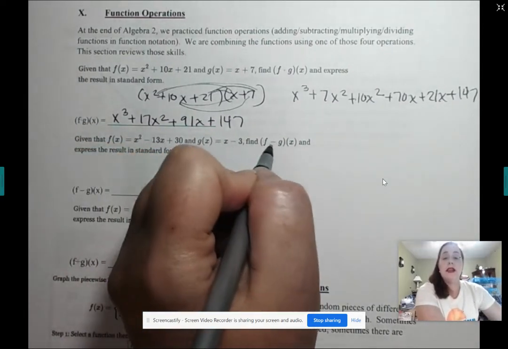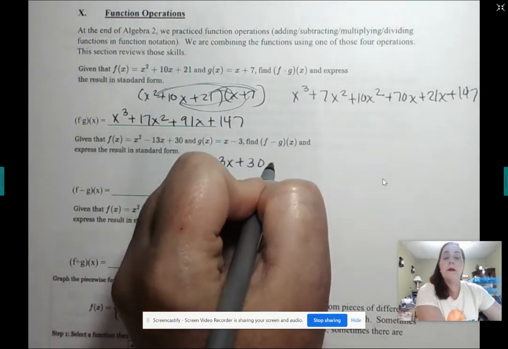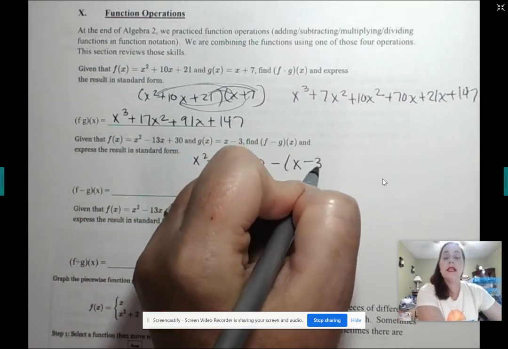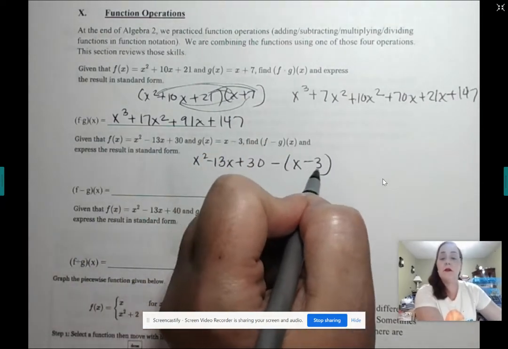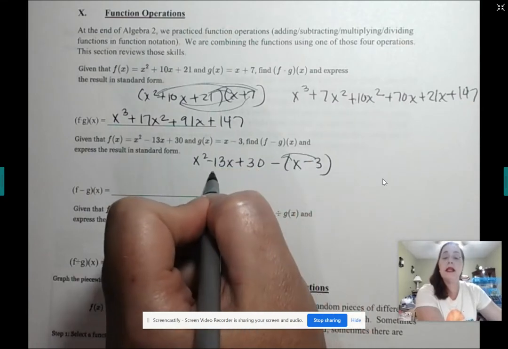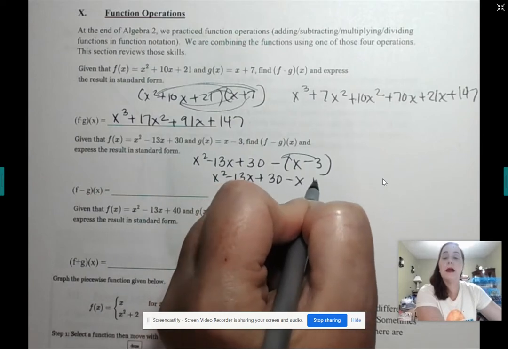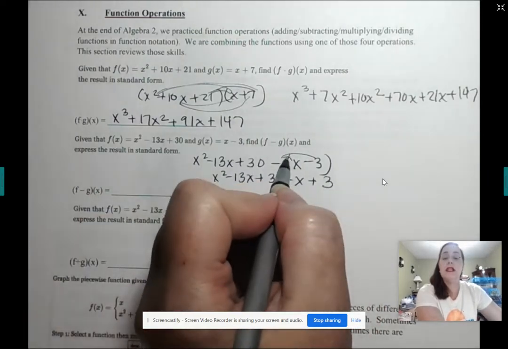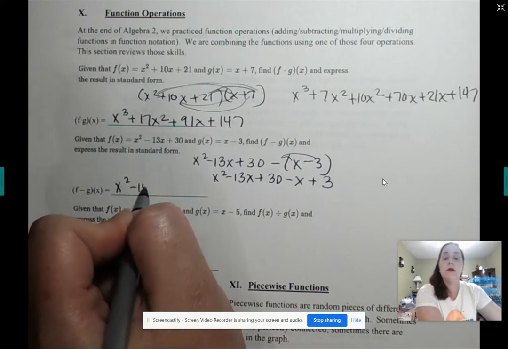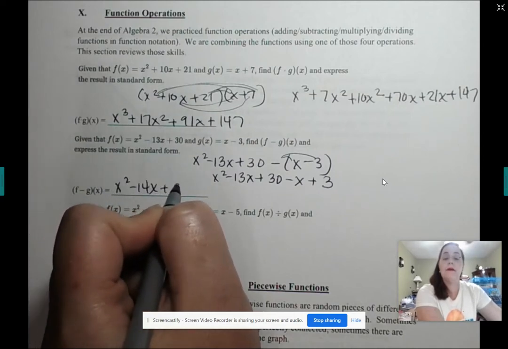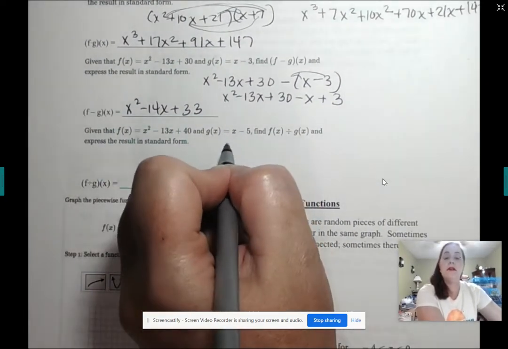Here's f of x and g of x. Now they're asking us to subtract. So I'm putting the one that was listed first, minus, and put parentheses if it's anything other than a monomial. If it's a monomial, you don't need the parentheses, but if it has more than one term, you do, to make sure that minus sign gets distributed to everything in that second function behind the minus sign. So that's going to change the sign of x and the sign of -3. And if I combine these, I end up with this combined answer.